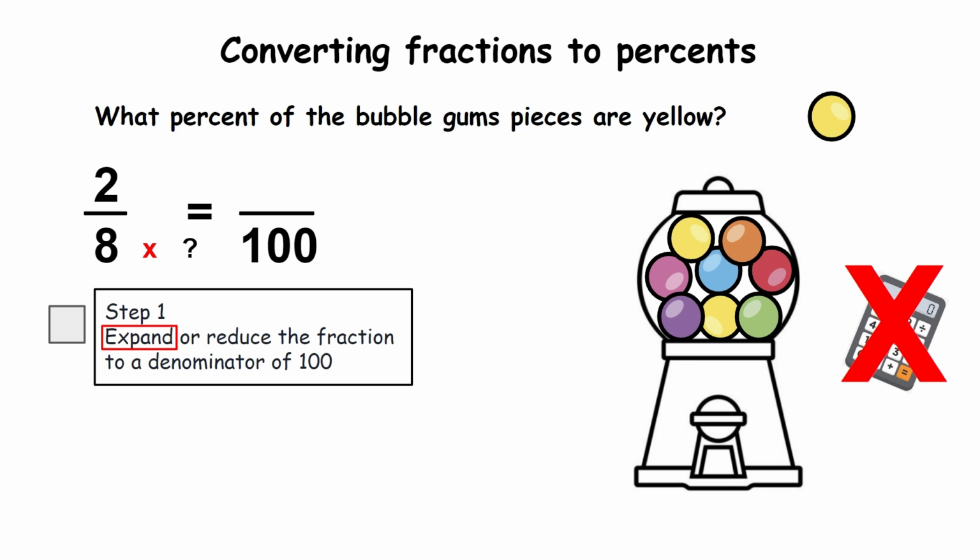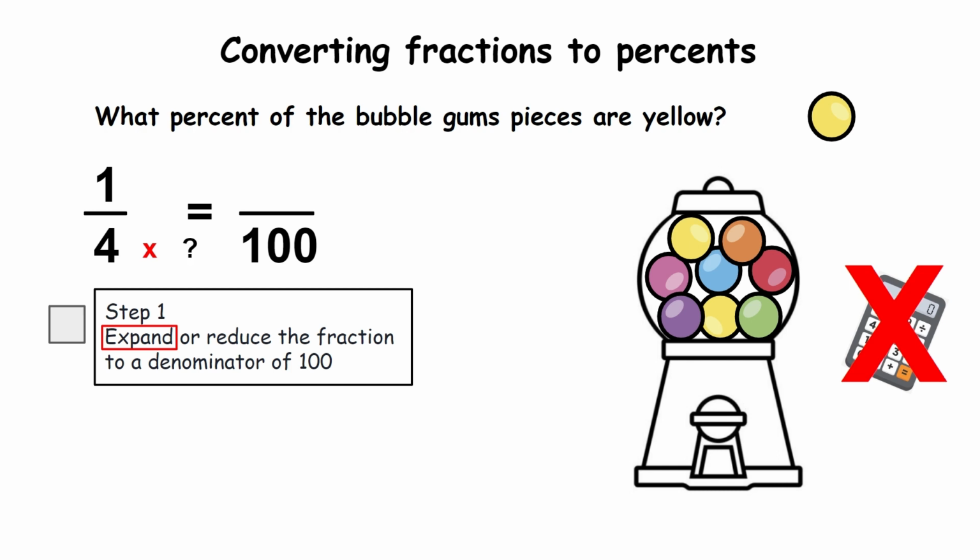Now, in this case, there is not a whole number that we can multiply 8 by to equal 100, since 8 is not a factor of 100. So we need to reduce the fraction 2 over 8 to the simplest form, 1 over 4. So 1 out of 4 of the bubblegum pieces is yellow. So now we have a fraction that can be expanded to a denominator of 100, since 4 is a factor of 100. And this means that we can multiply the denominator 4 by a number that can equal 100.